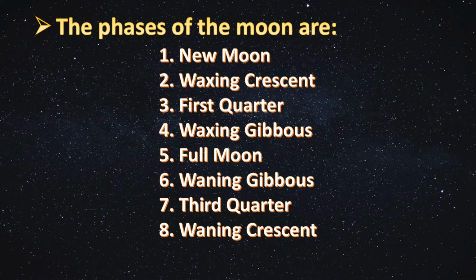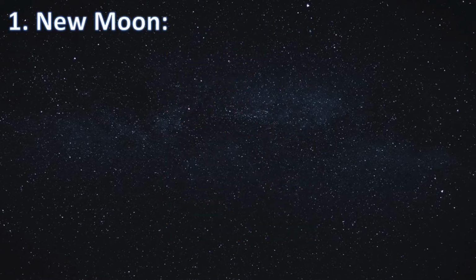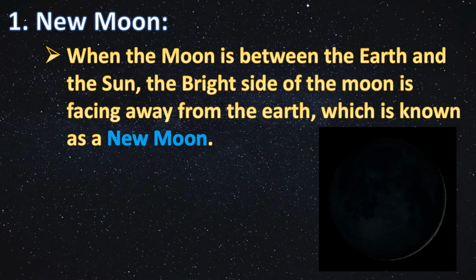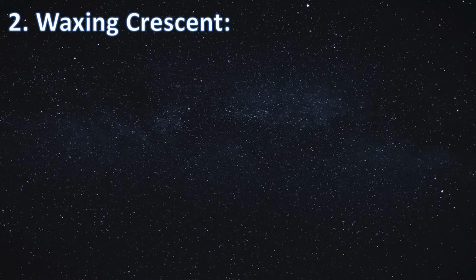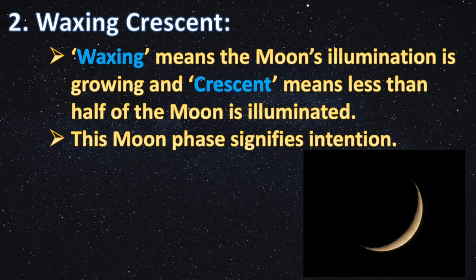waning crescent. New moon. When the moon is between the Earth and the sun, the bright side of the moon is facing away from the Earth, which is known as a new moon. Waxing crescent. Waxing means the moon's illumination is growing, and crescent means less than half of the moon is illuminated. This moon phase signifies intention.